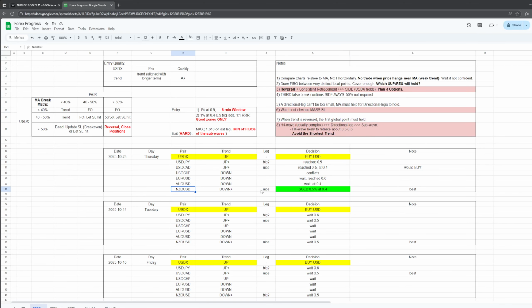New Zealand dollar USD leg size is nice. I sold risking 0.5% of my account at 40% retracement. Overall, New Zealand dollar USD is the best looking pair compared to USD Japan yen, Canada dollar, and Euro USD. So as of today, I executed my trade perfectly according to my trading system. Now I just have to wait until my trades hit stop loss or take profit.